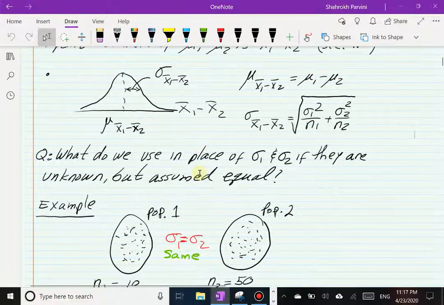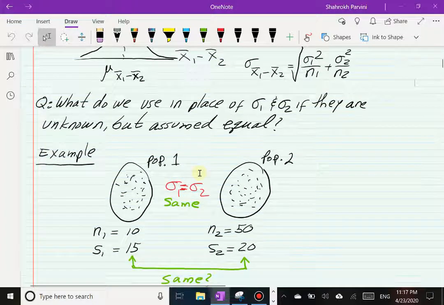To answer this, I'm actually going to show you one example. Let's say I have two hypothetical populations. These are the scores on some variable in the first population, and these are the scores on that same variable in the second population. Remember, the assumption is that the deviations of these two are equal and unknown. So suppose I take a sample of size 10 from the first population and a sample of size 50, 5 times that number, from the second population.